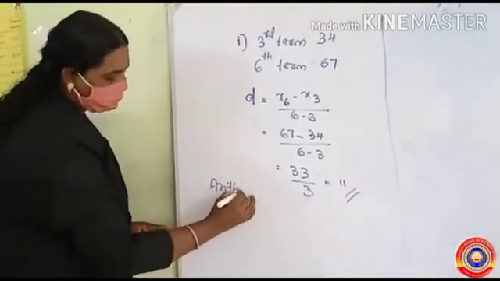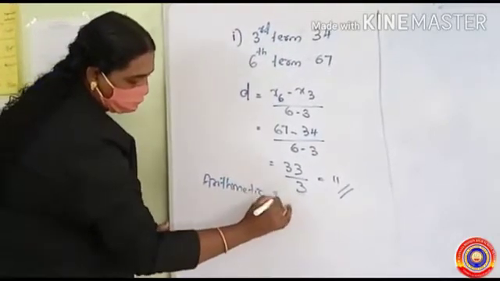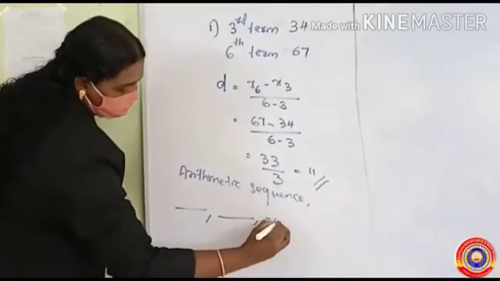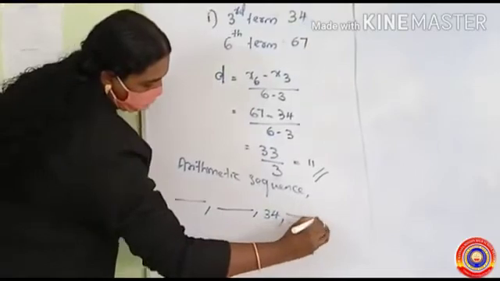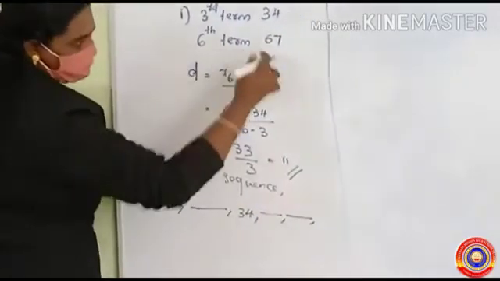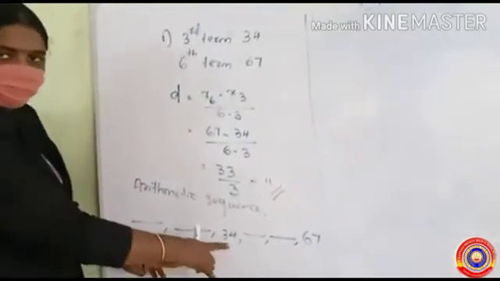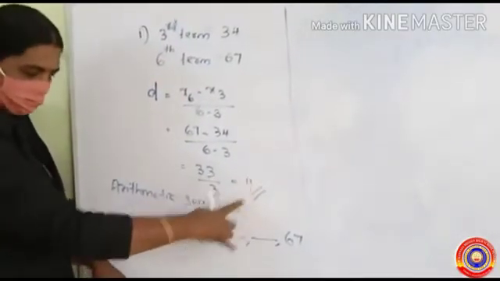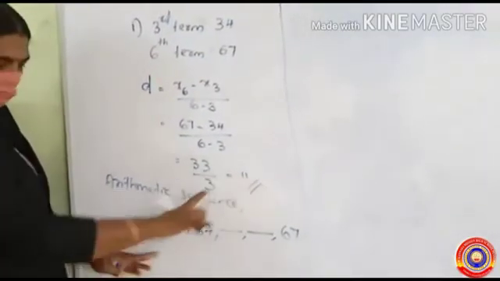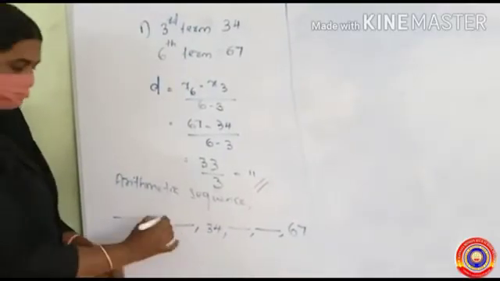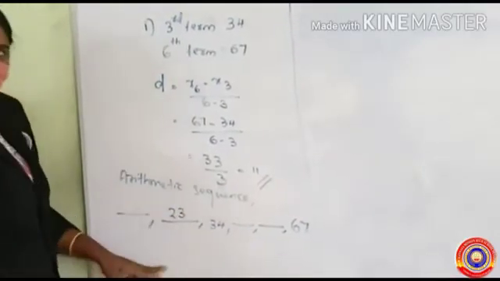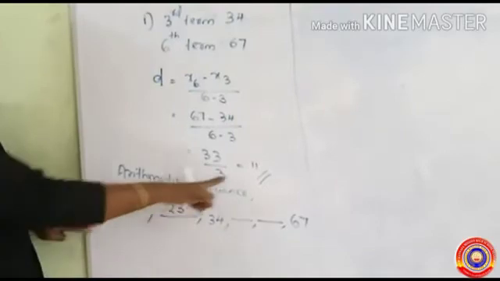Hence we can write the arithmetic sequence as, here the first and second terms are not given, third term is given as 34, and fourth term and fifth term are not given, and sixth term is given as 67. Using the third term and common difference, first we have to find the second term. It is equal to 34 minus 11, 23.